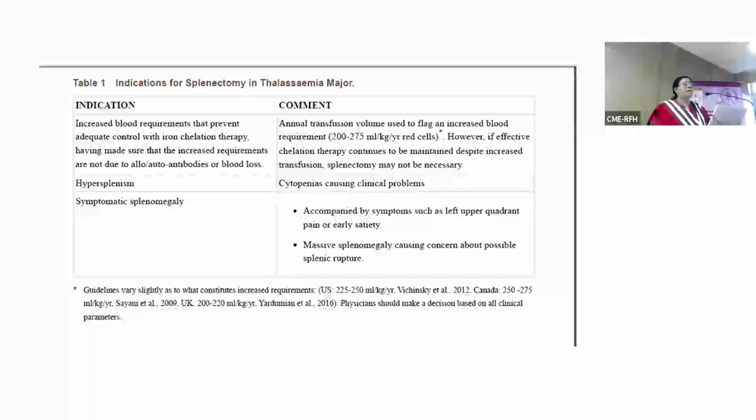You try to avoid splenectomy as far as possible, especially surely below 6 years. Beyond that, where the transfusion requirement is high, you increase iron chelators. You give hypertransfusion therapy if the spleen size is more. You can give a small dose of steroids and see if there is some suppression of spleen size. And in spite of that, if there is symptomatic splenomegaly accompanied by discomfort in the left upper quadrant, or massive splenomegaly causing concern about splenic rupture later in life, then only take a call about doing splenectomy.